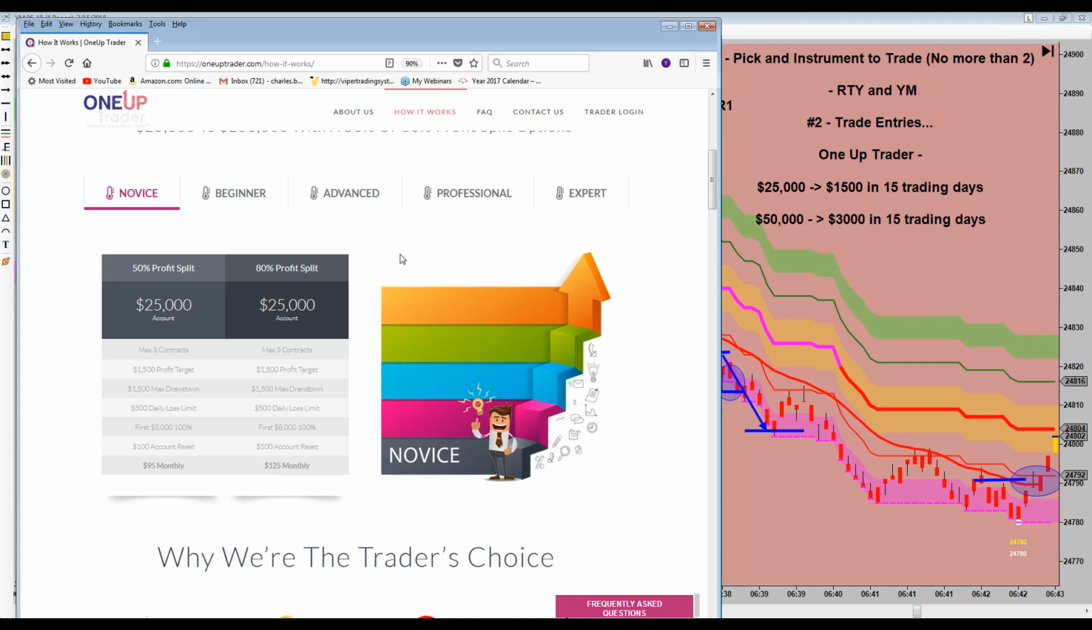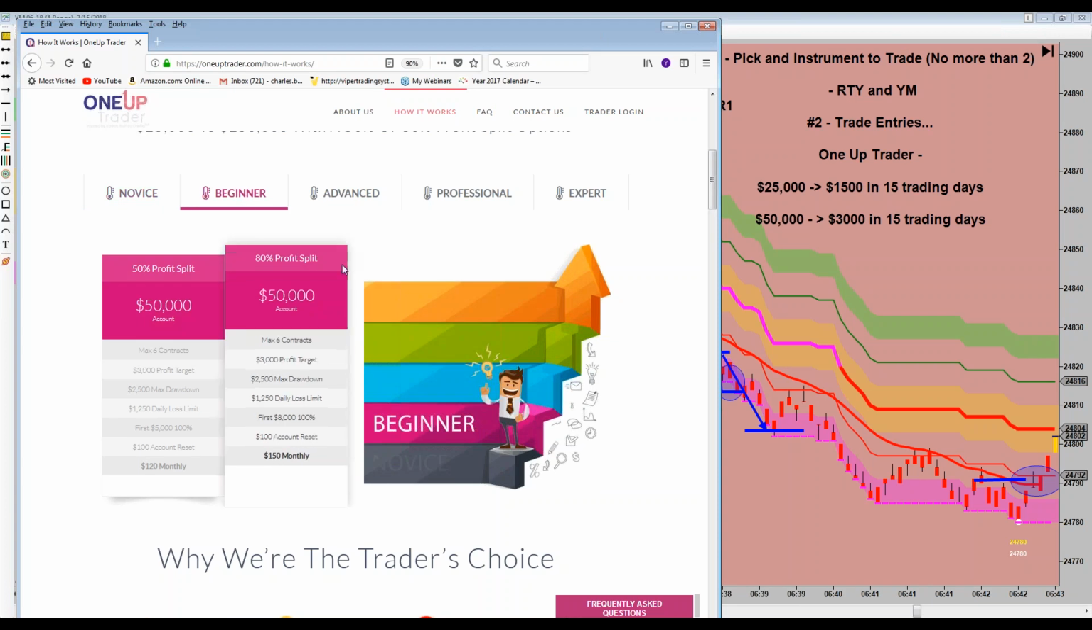Okay? Now, if you want to go another step up, the next account up is what's called Beginner. We recommend this for another $25. You can get 50K funded. Now, the requirements are higher. You can trade up to 6 contracts with a 50K account. However, your profit goal is twice. You have to get $3,000.